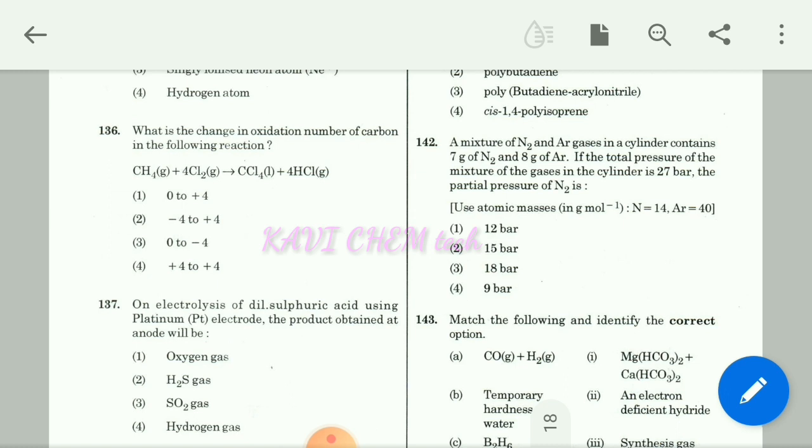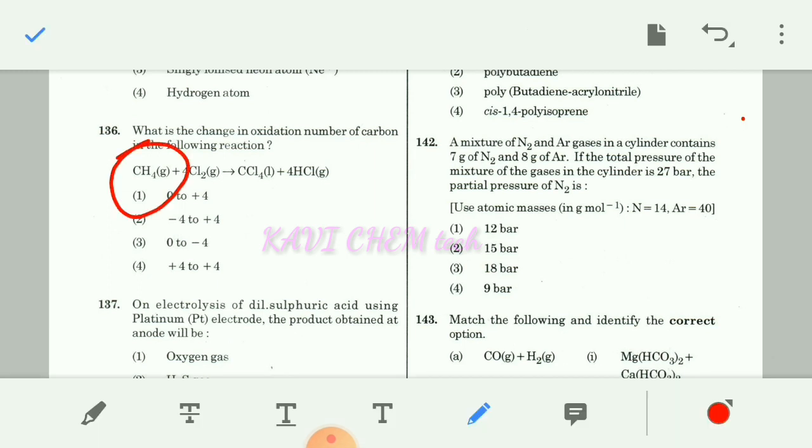What is the change in the oxidation number of carbon atom in the following equation? So in this equation, CH4 and CCl4. Okay, how is this oxidation number changed? In methane, 4 hydrogens are there, so 4 plus, so the oxidation number of carbon in methane is -4. On the right hand side, CCl4, 4 chlorine atoms give -4, so for carbon it is +4. So it changed from -4 to +4, so option 2 is the correct answer.